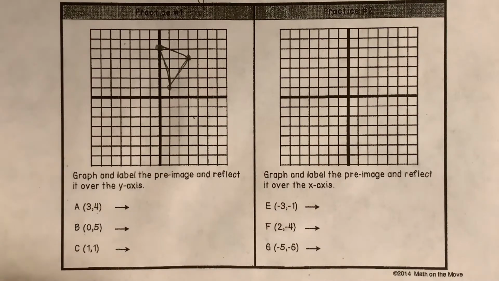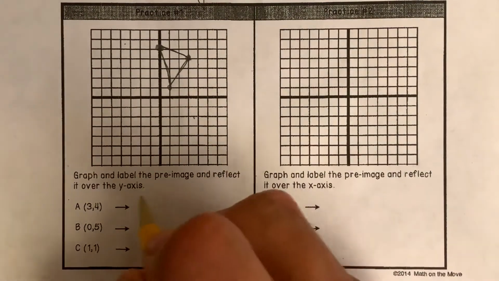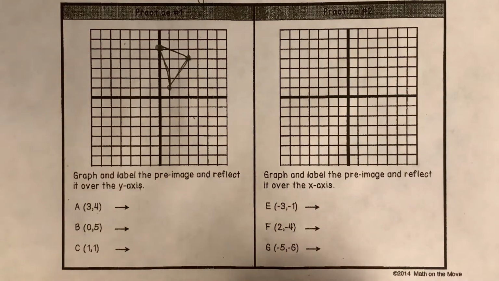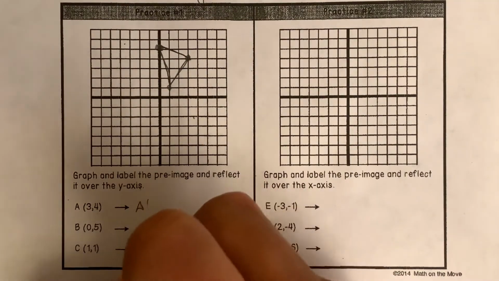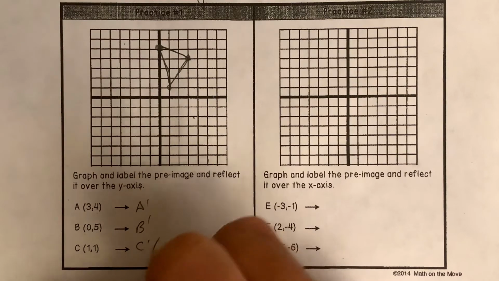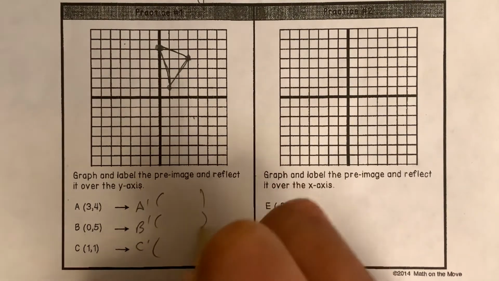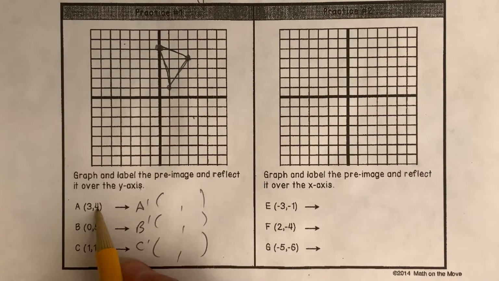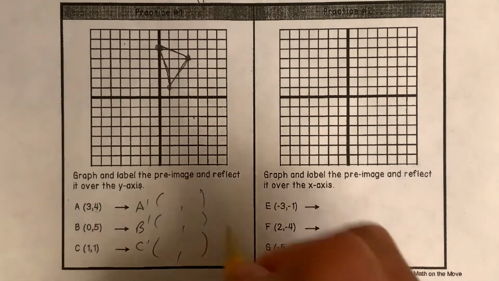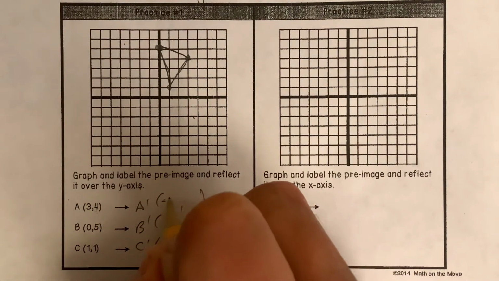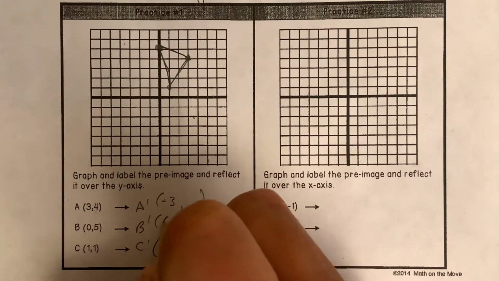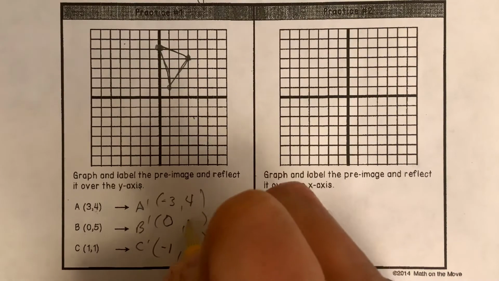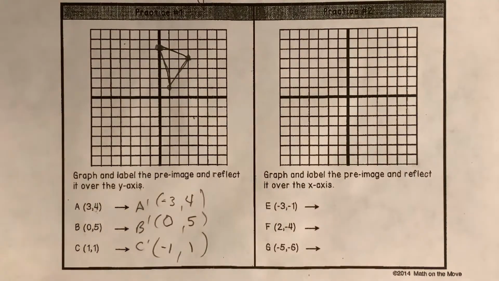Now we're going to reflect over the y-axis. Over the y-axis, if you remember from our notes earlier, it means that you're going to be multiplying the x by -1. So A prime, a lot more space down here, huh? And B prime and C prime. So I'm going to be taking the x times -1. So -1 times 3 is -3. -1 times 0 is 0. And then copy these down. They stay the same. 4, 5, 1.